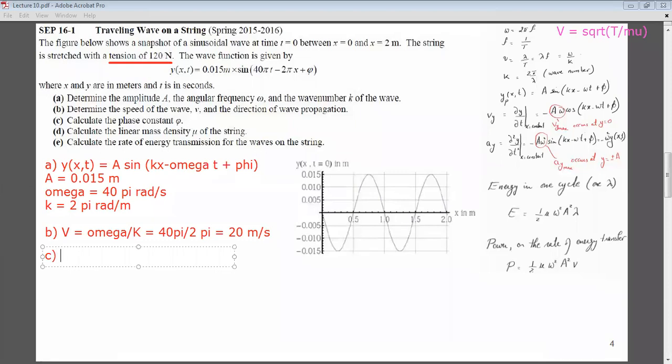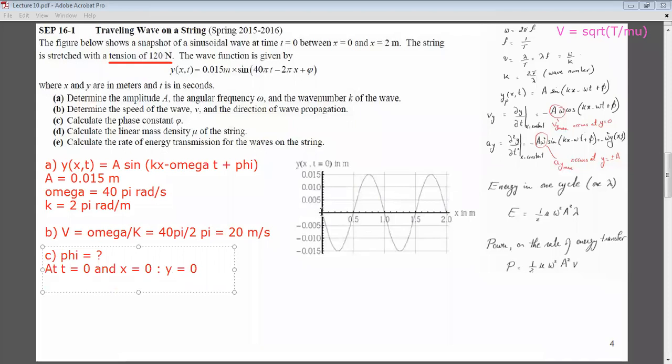Finally, part C, calculate the phase constant phi. So phi is equal to how much? You remember, in order to get it, we have to say at t equals 0 and x equals 0, y is equal to how much? So we come to this figure. This figure is at time equals 0. Now we have to look at x equal to 0. That is here at the beginning. Y is how much? Y is 0.